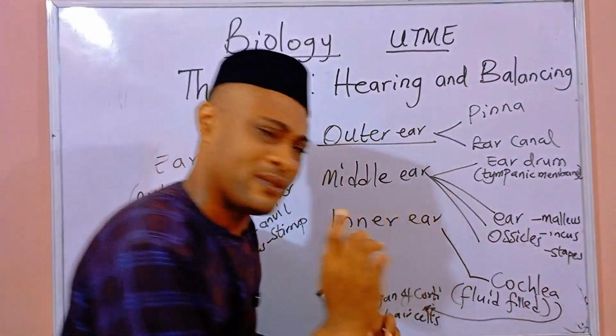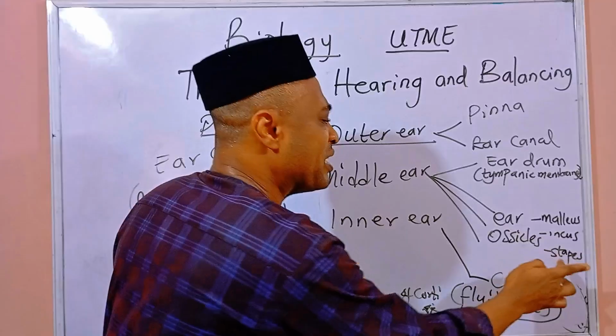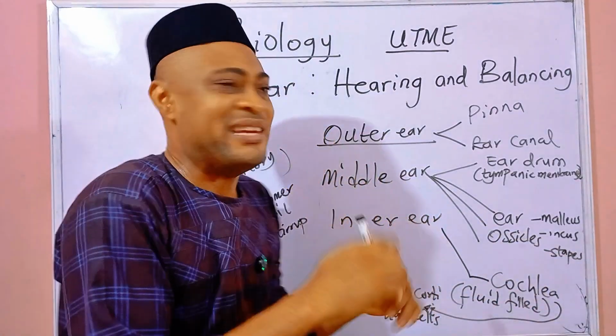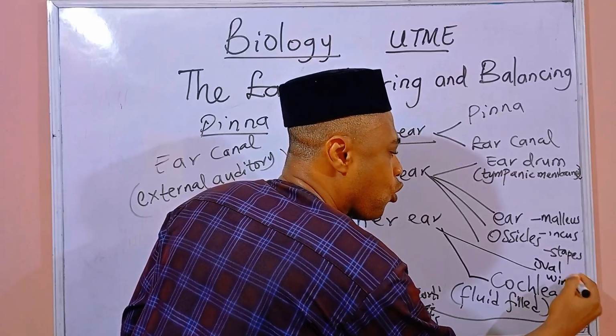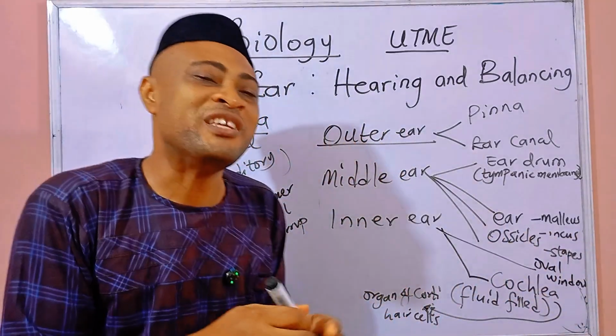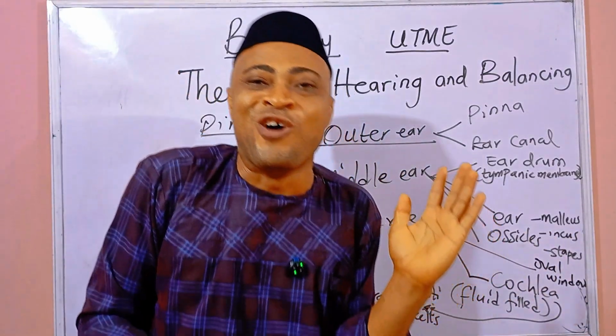Now, these stapes, there is a relationship between these stapes and the inner ear. In the inner ear, before you enter, you have what we call the oval window. We have the oval window. So the stapes is just leaning on the oval window.